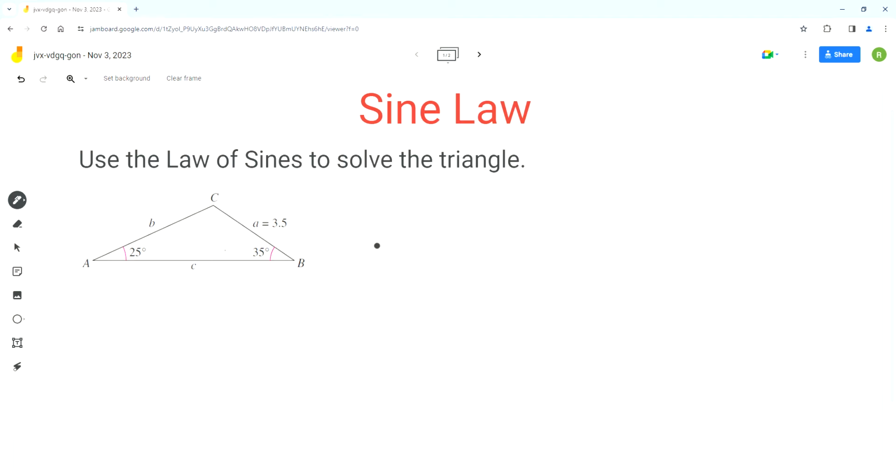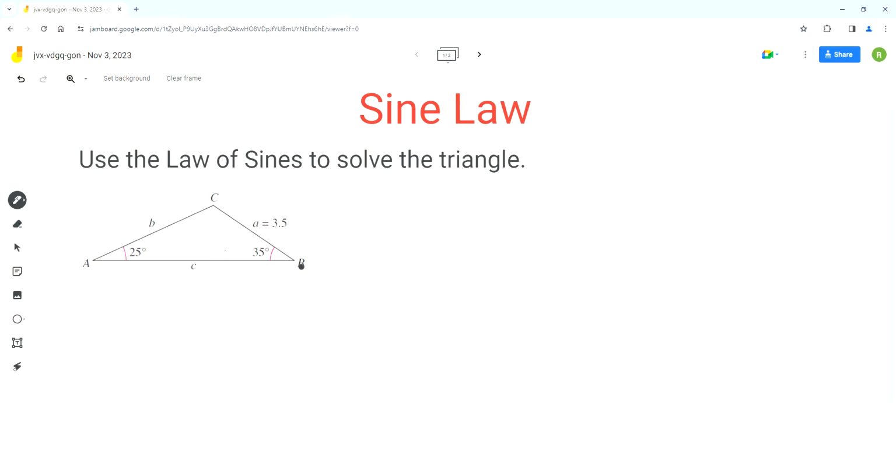Hello everyone. So in this video, we'll solve this problem based on the concepts of sine law. We are given a triangle in which we know the value of angle A, angle B, and we know the length of side BC. And we have to solve this triangle. That means we have to find the measure of the unknown angle, which is this angle C, and we have to find the lengths of sides AC and AB.